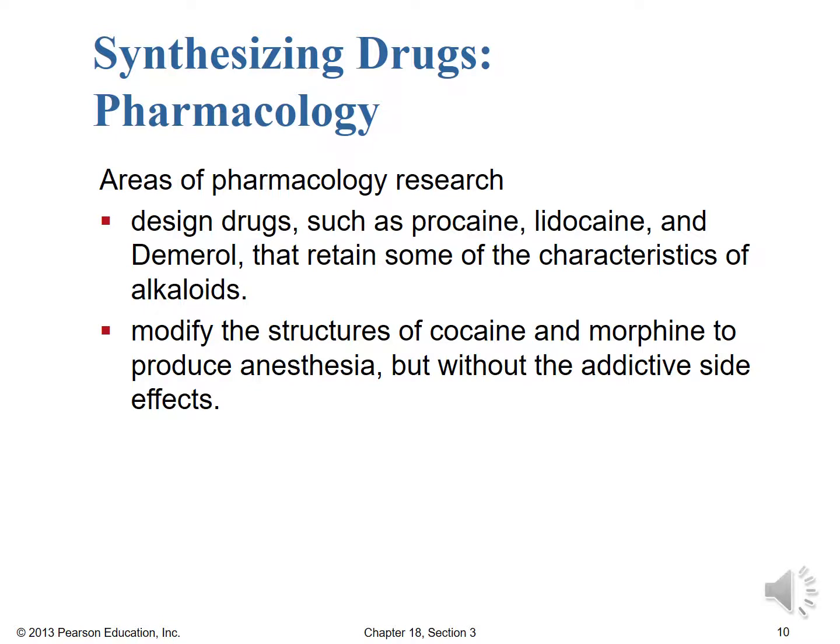Some main areas of pharmacology research are to design drugs such as procaine, lidocaine, and Demerol that retain some of those pain-killing properties of the alkaloids, but in order to minimize the addictive side effects, the structures have been modified. So cocaine and morphine have been modified to produce anesthetics that do not have those addictive side effects, or at least minimize them. Morphine, there's nothing like it. We haven't been able to create anything that's as effective in terms of killing pain.